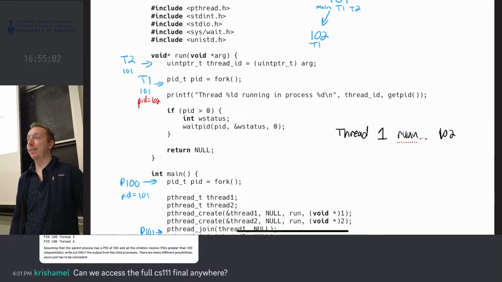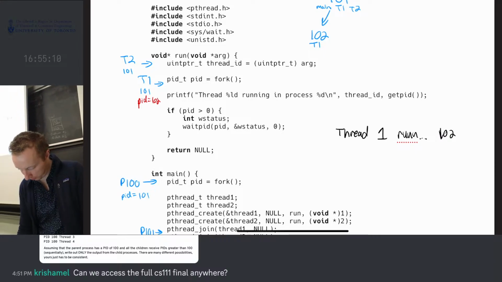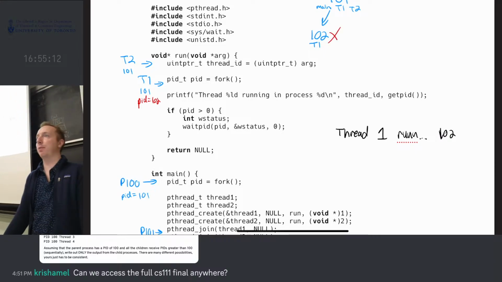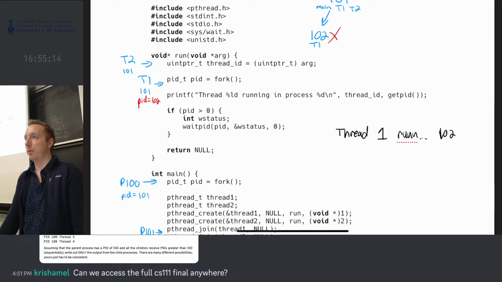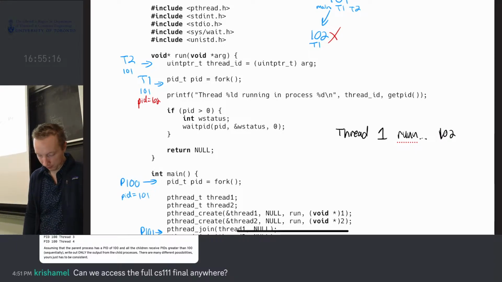Zombie, right? At this exact moment, it is a zombie because it has now terminated, but no one has successfully waited on it yet. So 102 still exists, but I'll just put an X beside it to say that it is terminated, hasn't exited yet.